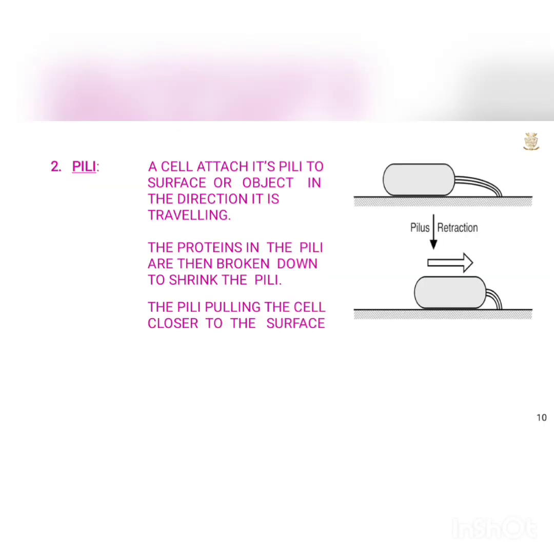The next one is the pili. So what happens with the pili? Pili attach to the cell as well as to the surface. It needs a surface. The pili attach to the surface. When it is in the stable condition, the proteins in the pili break down. So the pili shrink, and in this way the cell is pulled closer to the surface. So in this way locomotion is possible.